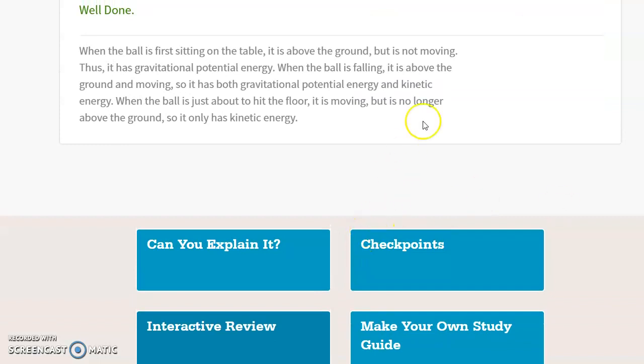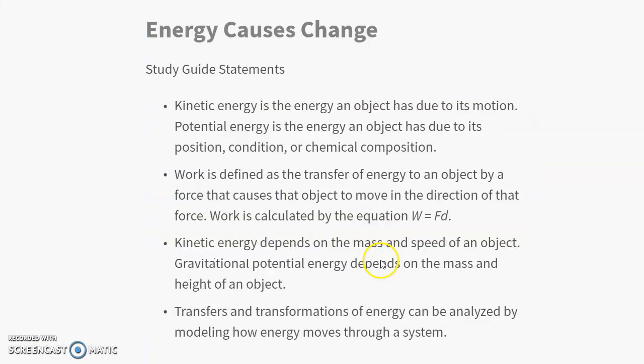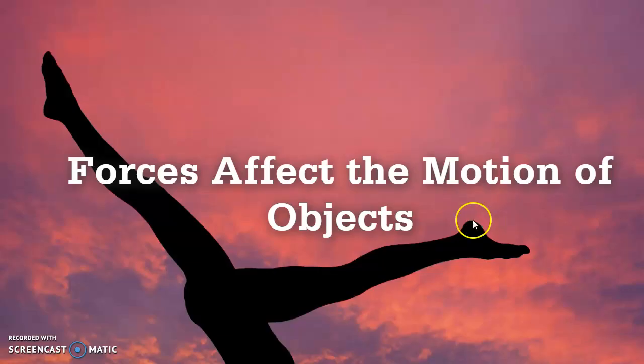Okay, so that's going to be the last for lesson 2. Because making your own study guide, we would do individually, with different pieces. If your teacher assigns that, we'll create a new video for lesson 3.